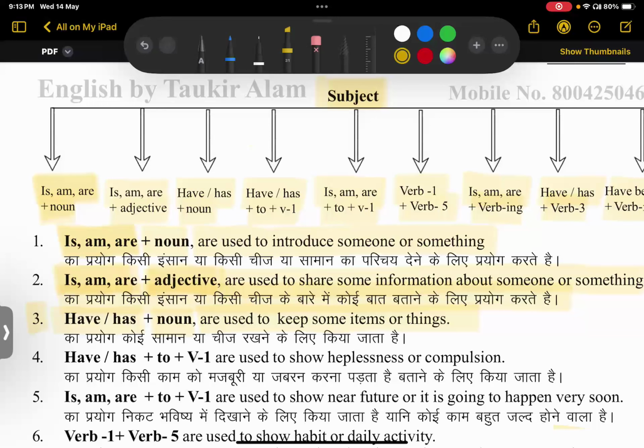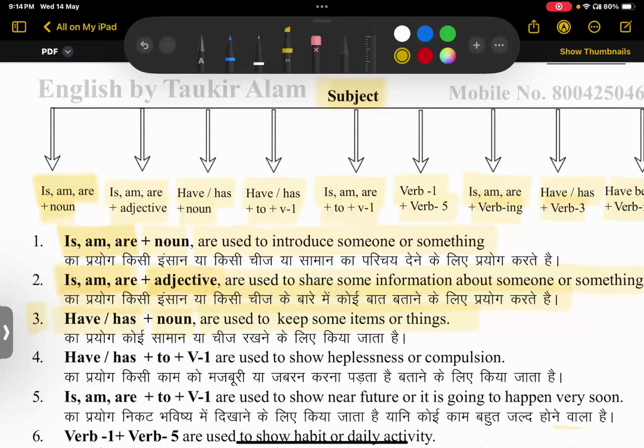Okay, now there is a question: when to use have and when to use has. This is very, very simple to understand. If your subject is singular, except I, with all singular subjects except I, you will use has. With all plural subjects, you will use have. Okay, I is an exception. I is singular, but you will not use has, you will use have.